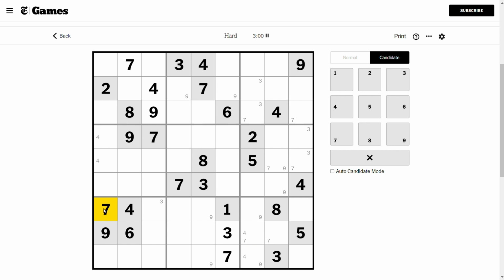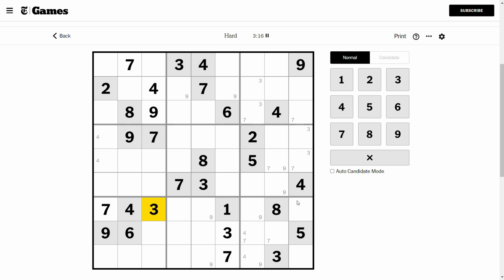Alright, after I place the 7, one of the two possibilities for the digit 3 in block 7 is removed. So 3 can no longer go in this cell because it's occupied by 7, so it must go in this cell, because you can just look at these 3s and it is forced into this cell in block 7. Alright, what next?